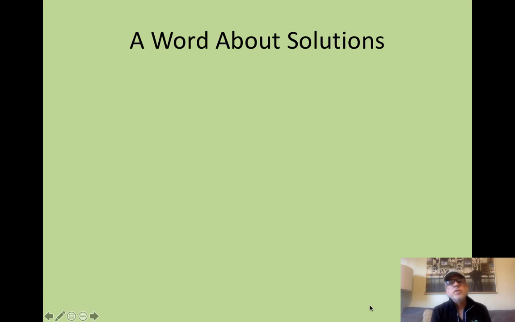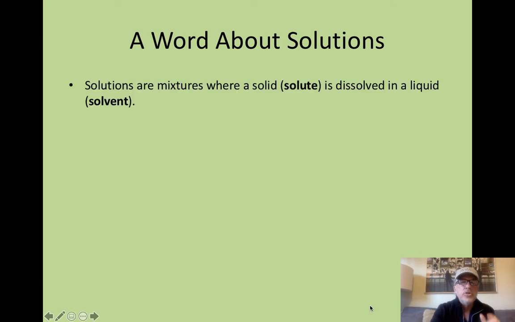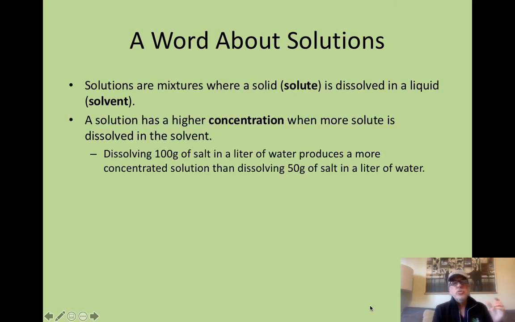Now, before we go further, let's talk about solutions for a second, because it's important that you understand the language about solutions. Solutions are mixtures where a solid, which is known as the solute, is dissolved into a liquid, which is known as the solvent. Those are vocabulary words you need to know. A solution has a higher concentration when more solute is dissolved in the solvent. For example, dissolving 100 grams of salt in a liter of water produces a more concentrated solution than dissolving 50 grams of salt in a liter of water.